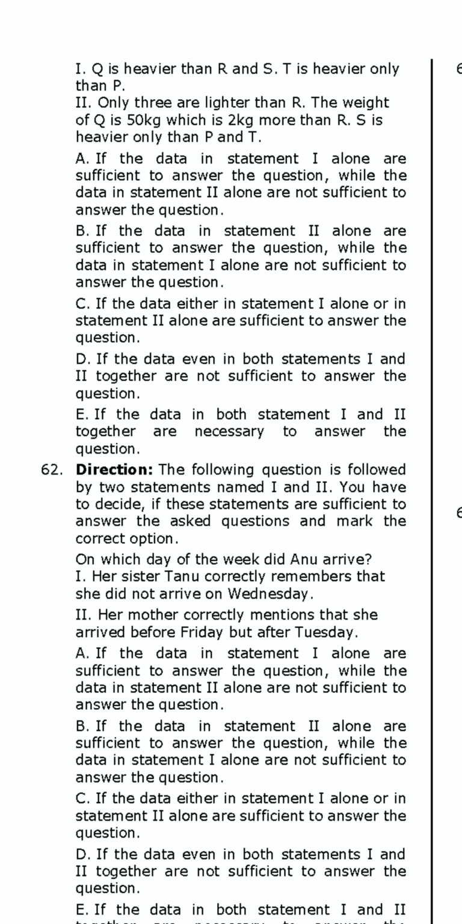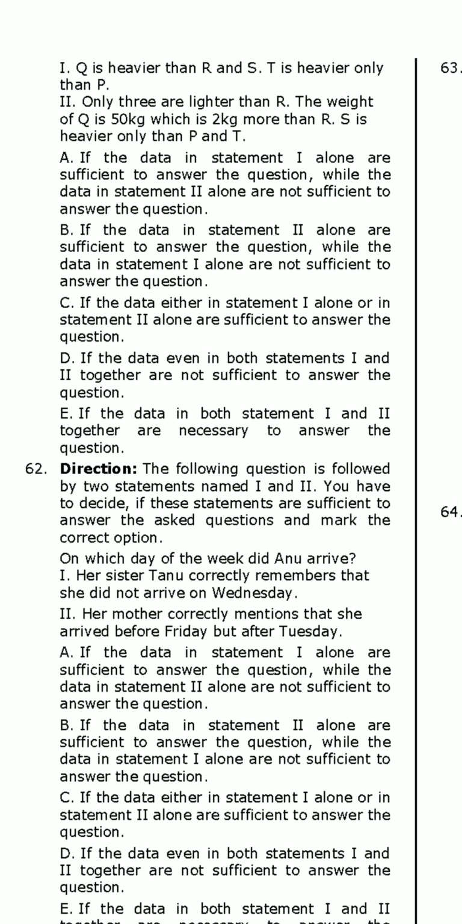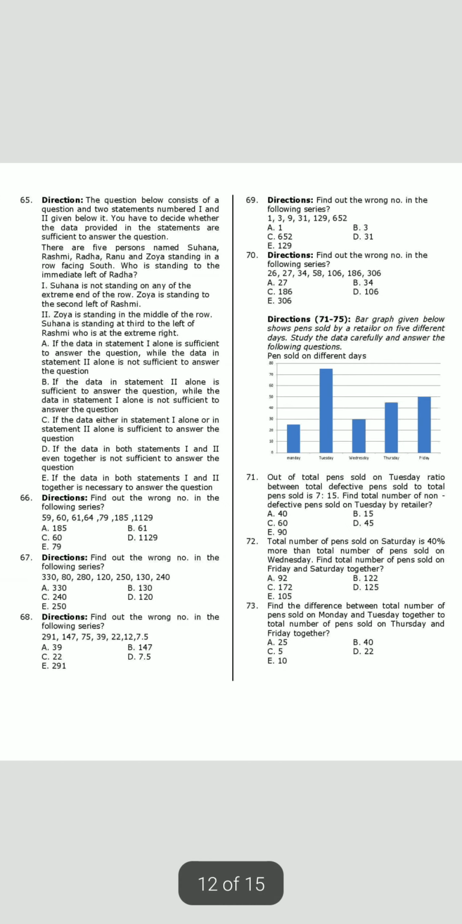Or if the data even in both statements 1 and 2 together is not sufficient to answer the question. So now this is what we have to tell. This is basically called data sufficiency. Based on data sufficiency, how many questions do we have? We have up to 65, so 5 questions are based on data sufficiency.